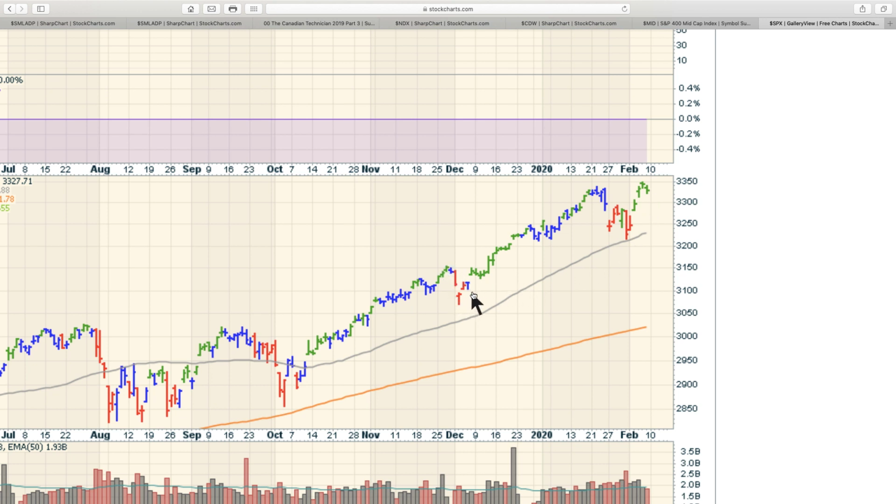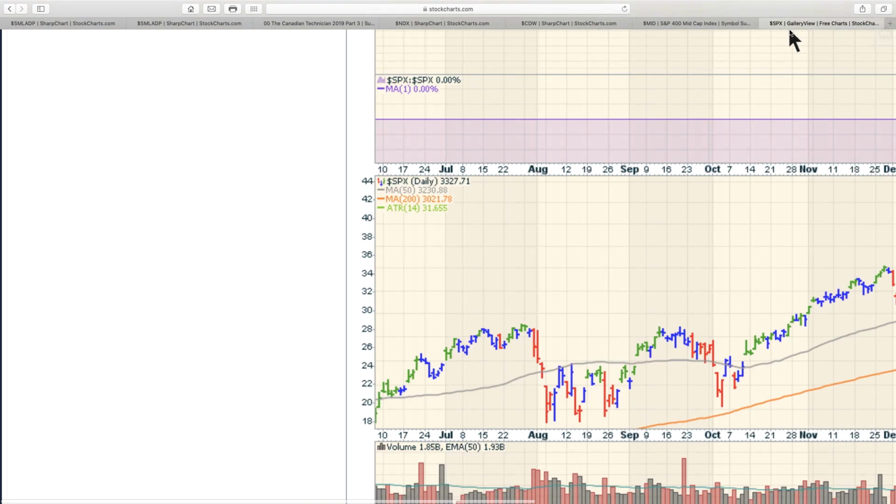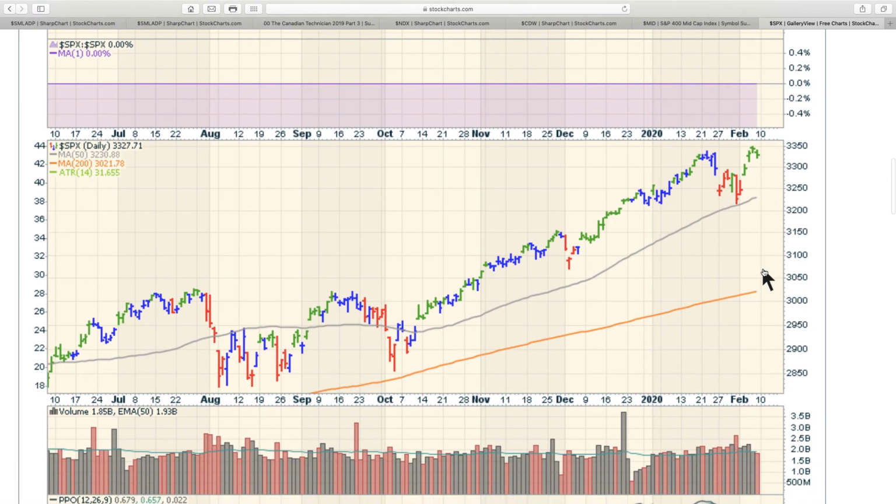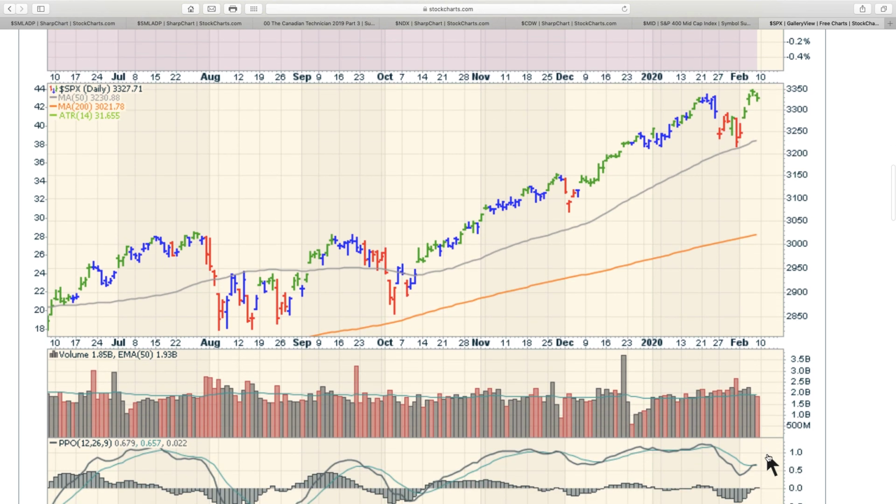So if you look in the December time frame, we went sideways, sideways, sideways, and then all of a sudden we popped through it and we went on for another run. So what we see here is a big pullback. This has the potential to be a big pullback just because the small caps aren't participating. And look at how the volume started to fall away as the market was trying to rally.